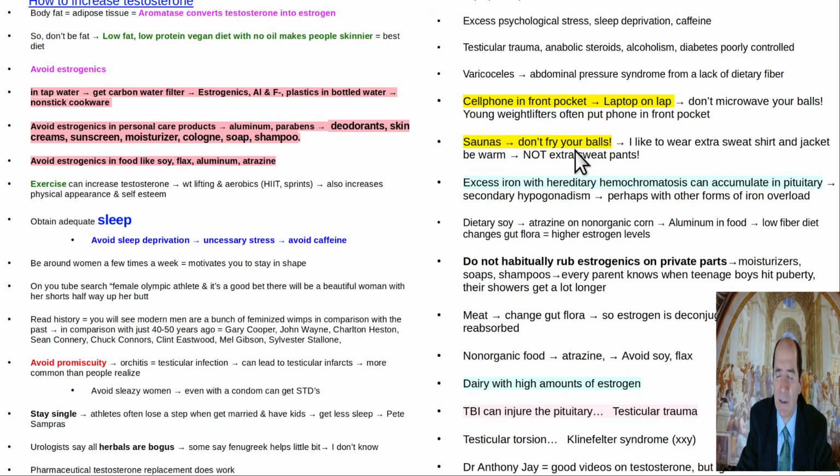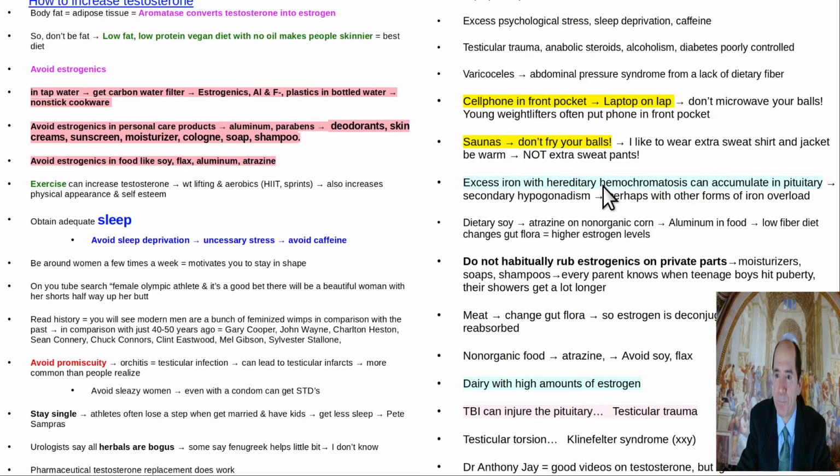Okay, let's see, what else? Some people like saunas. I don't really like them because I'm afraid you're going to fry your balls. Certainly if you stay in there a long time, you put the temperature too high. Don't put your laptop computer on your lap. You're sitting there microwaving your balls. Don't stand next to the microwave if you put your food in it. Better yet, don't even use those things. I've seen young guys going to the gym lifting weights and they put their cell phone in their front pocket. I'm like, don't you think that's counterproductive? You're trying to raise your muscle mass while you're microwaving your balls, you dumbass.